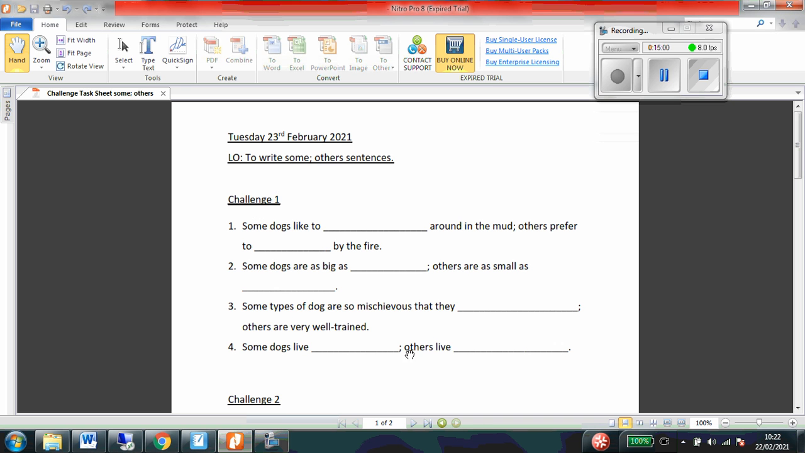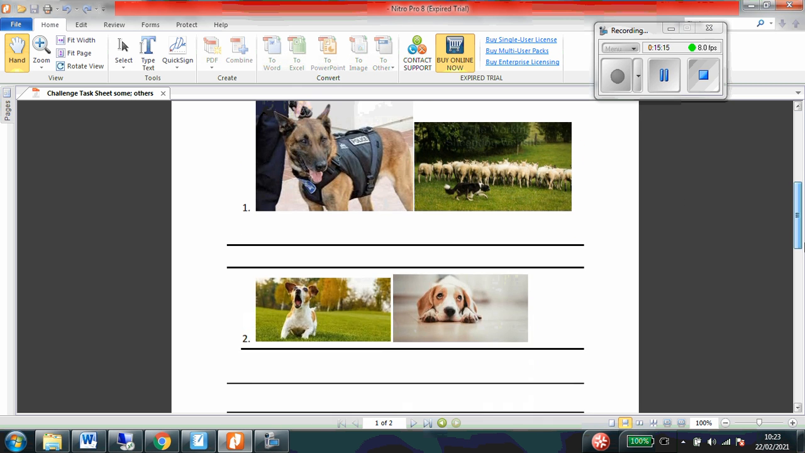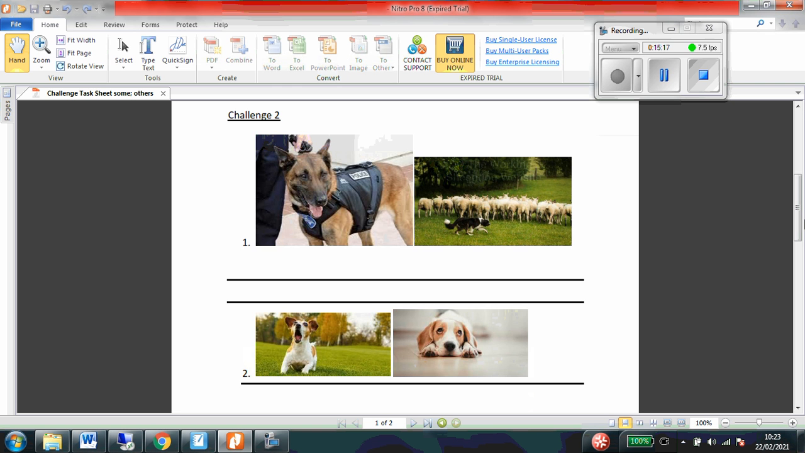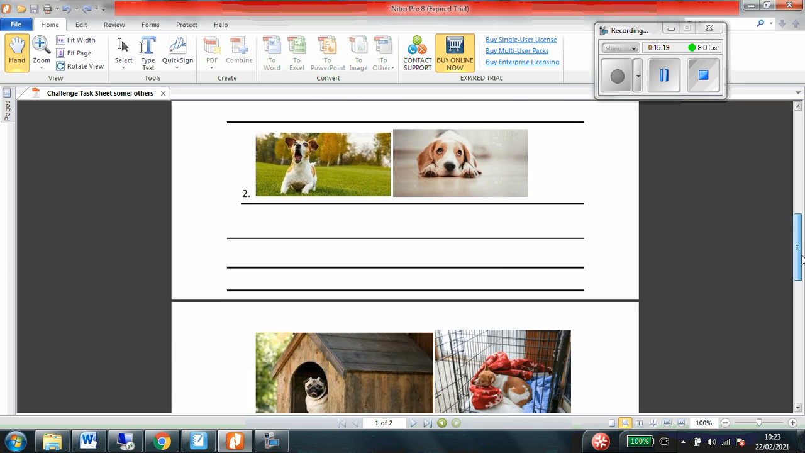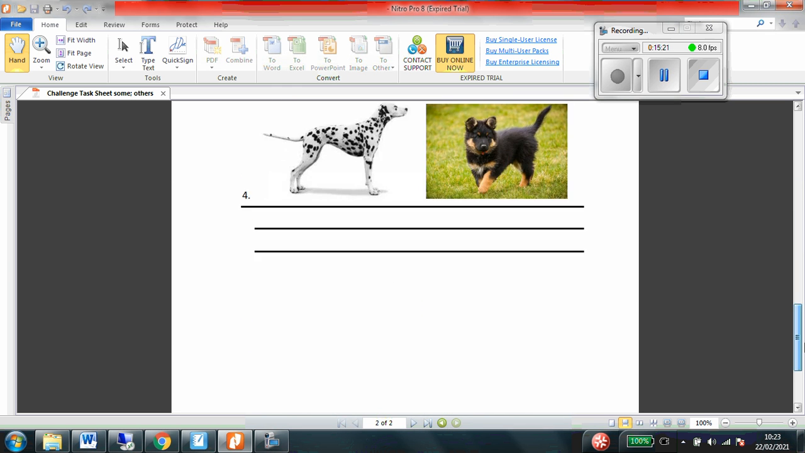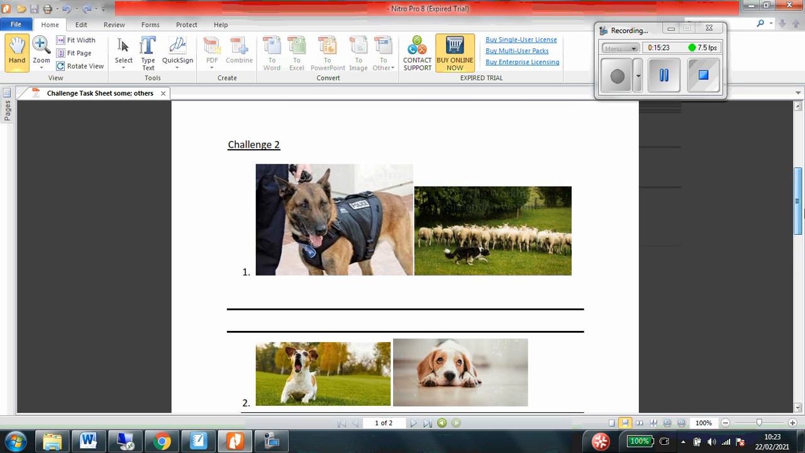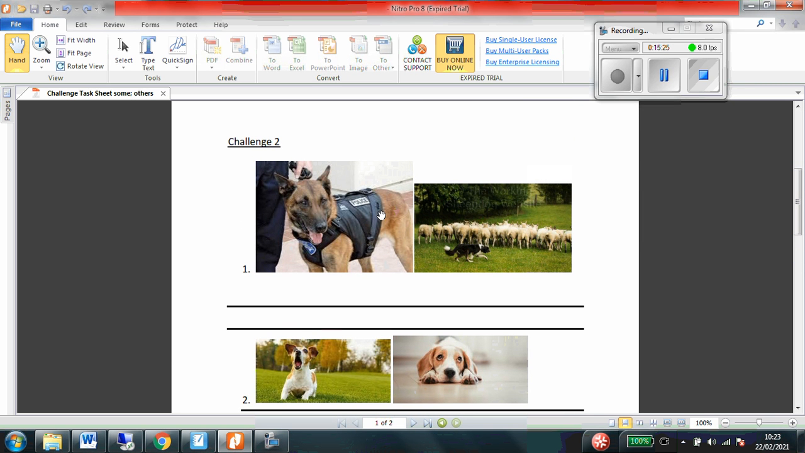So here's challenge 1. We are filling in the blanks. What would you say? Some dogs like to blank around in the mud. Others prefer to blank by the fire. Have a think about what words you would put into those gaps. Then challenge 2, I have put some different pictures on here for you, and you can think about how you would compare those dogs. Perhaps here you might compare the jobs that they do.